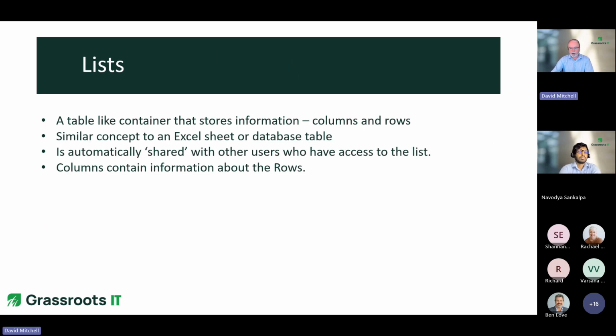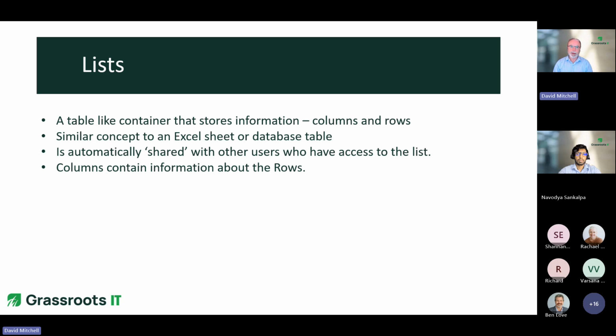Now, the other things we're going to talk about, there's two other things. One of them is called lists. Now, a list is a table-like container that stores information, columns and rows. So it's a similar concept to an Excel spreadsheet, or for those of you who have seen a database table, it's like a database table with columns and rows.